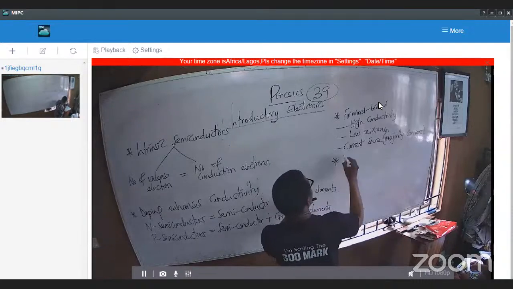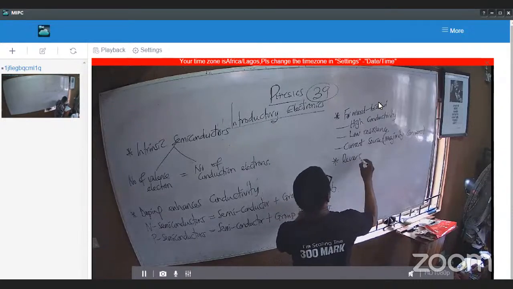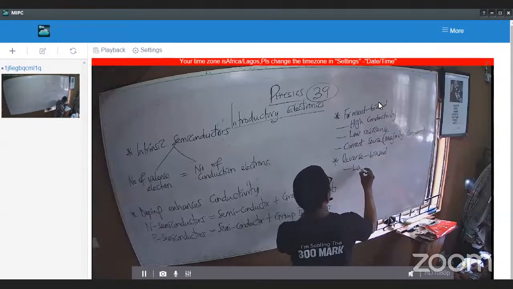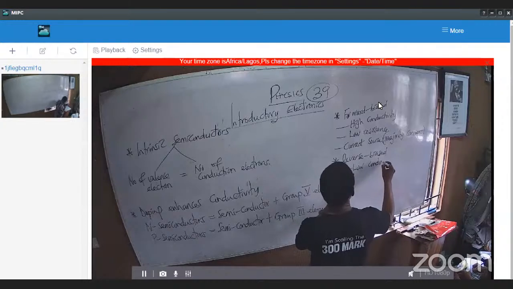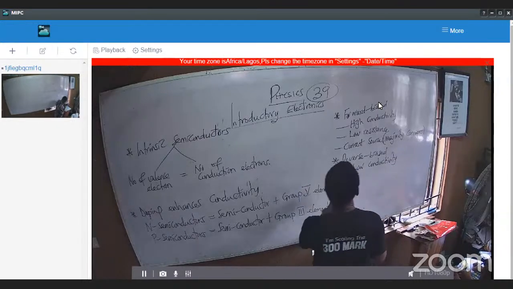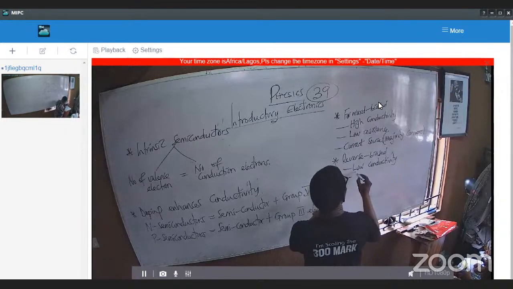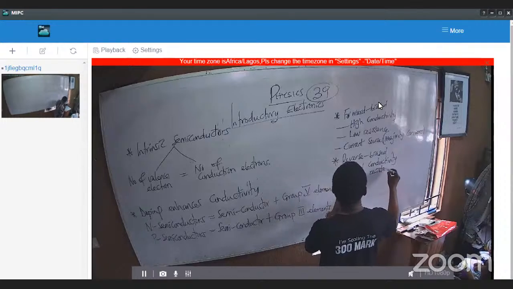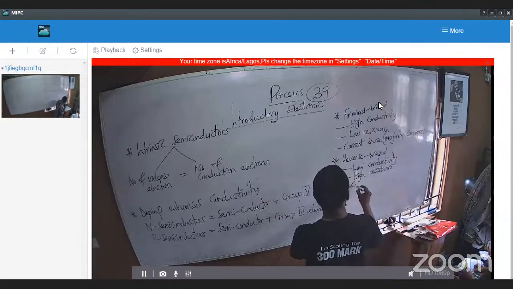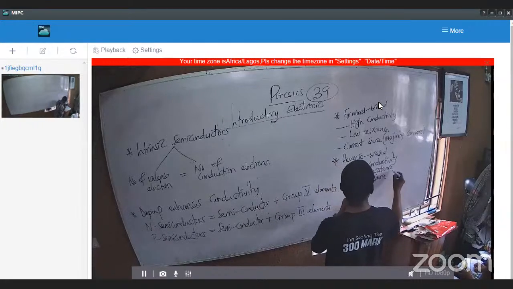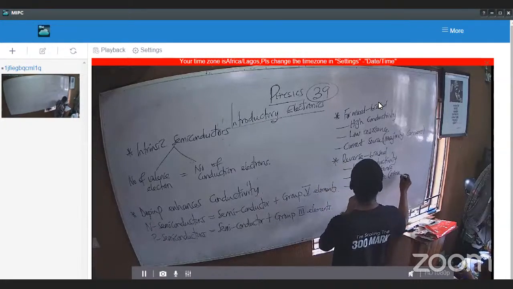Then we have reverse biased. For reverse bias, low conductivity, high resistance. The current source are the minority carriers. They are in your notes. For all the topics, I have a synoptic form of all the notes.